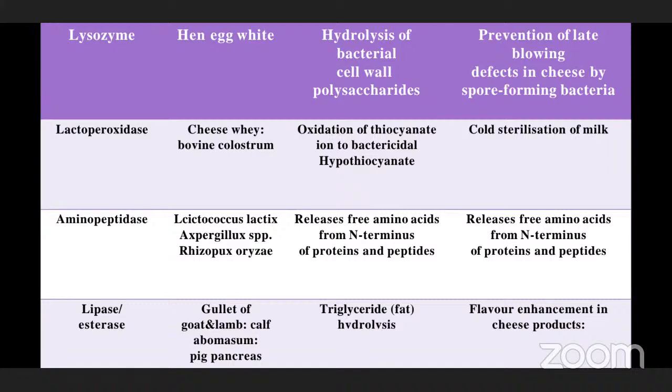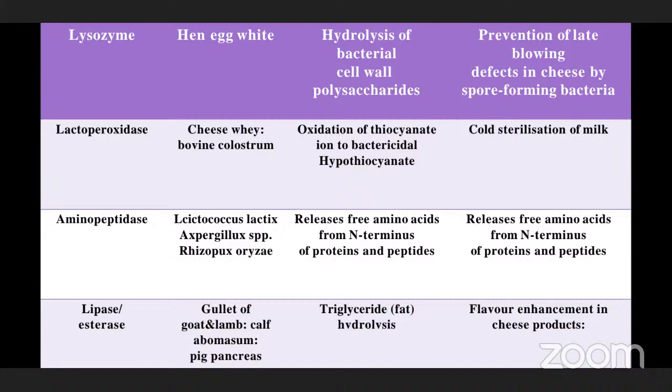Then lactoperoxidase from cheese whey or bovine colostrum. The mechanism is oxidation of thiocyanate ion to bactericidal hypothiocyanate. So it is used in cold sterilization of milk. We have pasteurization, which is heat sterilization. Here we are not heating, but we are sterilizing in cold conditions.